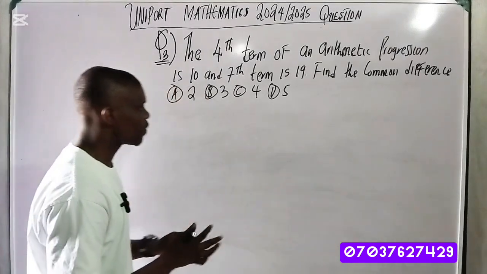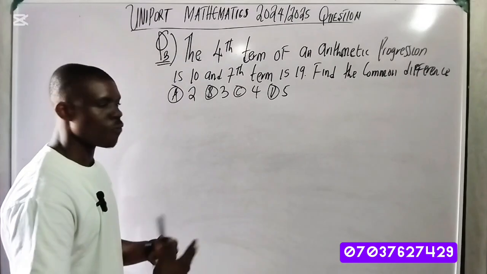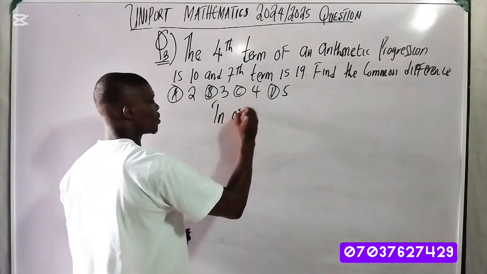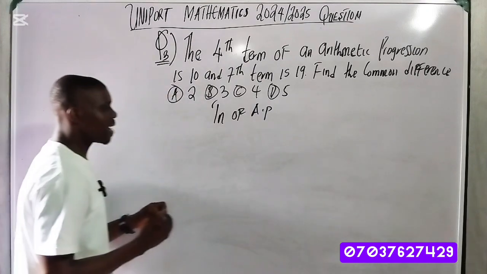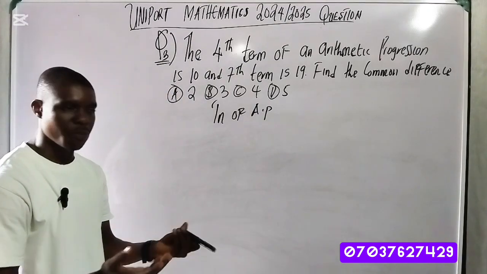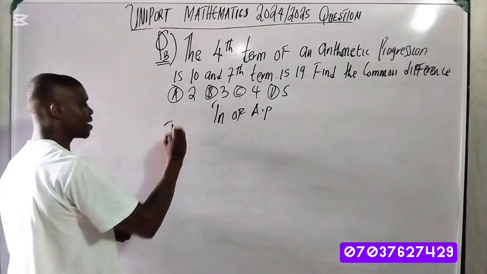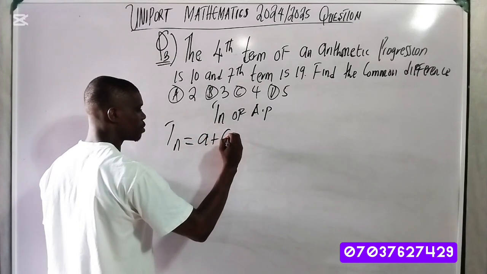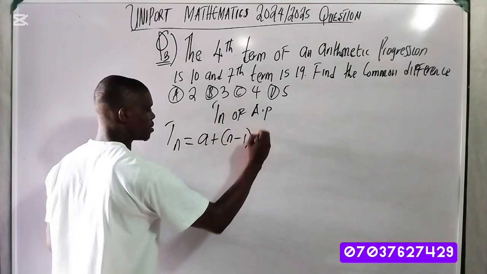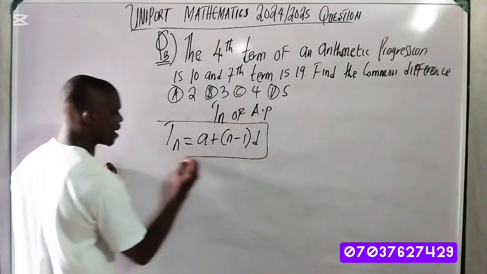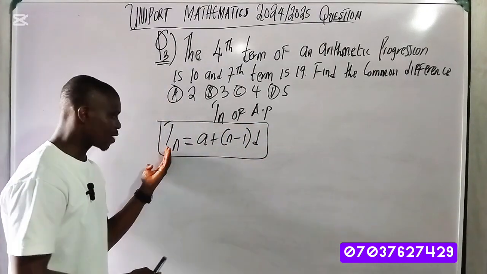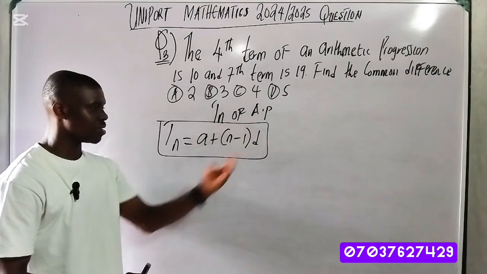So let's solve this here. What is the nth term of AP? When we talk about the nth term of AP, it's a formula, and the formula is Tn equals a plus (n minus 1)d. This is the formula for the nth term of AP. Tn equals a plus (n minus 1)d.